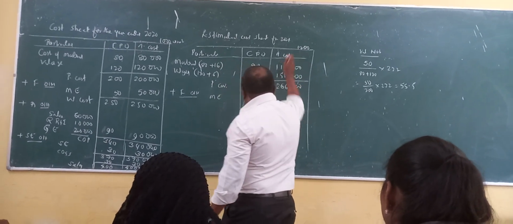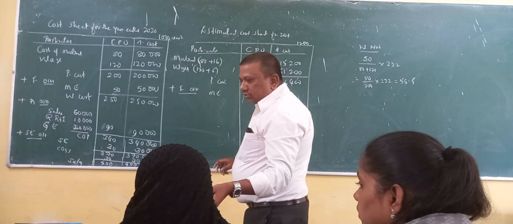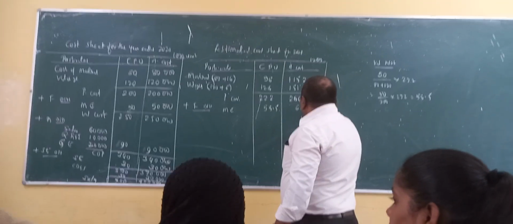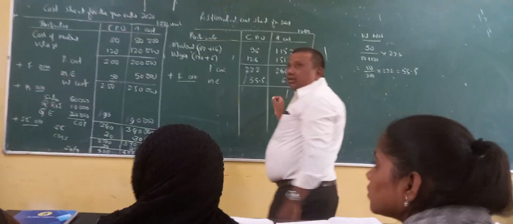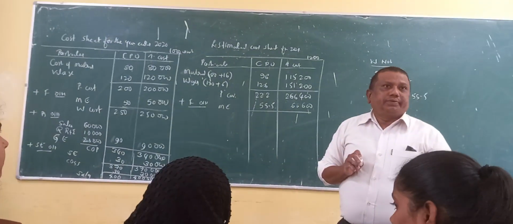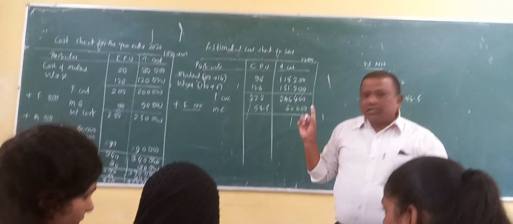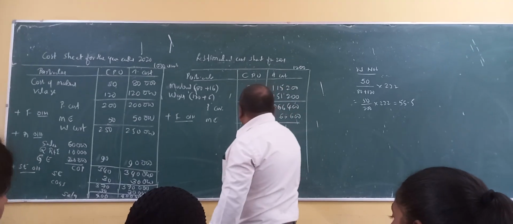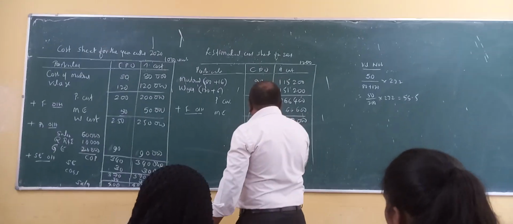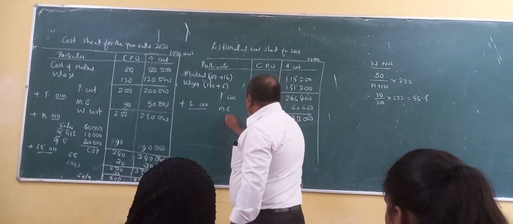55.5 into 1,200. 66,000. If I add, what's our discussion? What's the doubt? You ask any doubt. No doubt? Add how much? 3 lakh 33,000. Here, 277.5. One cost, right?